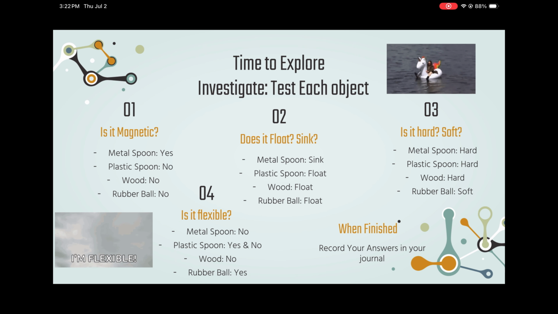The metal spoon was attracted to the magnet, and it also sank in the water. The plastic spoon floated, but was not magnetic. The wooden block also floated, but it was rigid instead of flexible. And you can see the rubber ball floated, and it was soft and flexible. So recording observations carefully helps scientists identify materials accurately. You are definitely able to pause and review what is on the screen now.